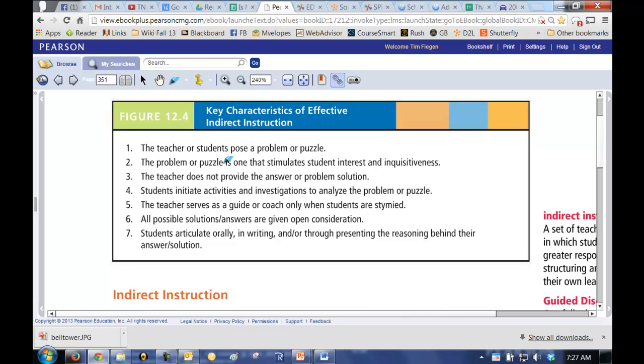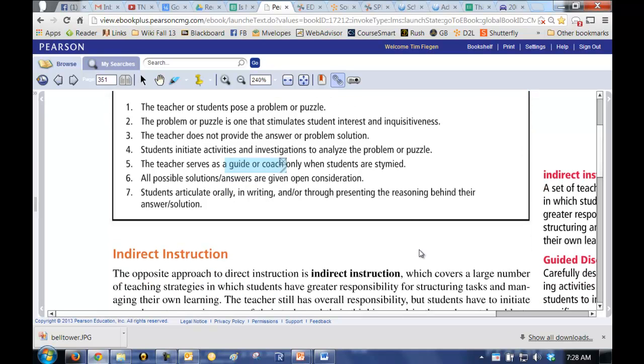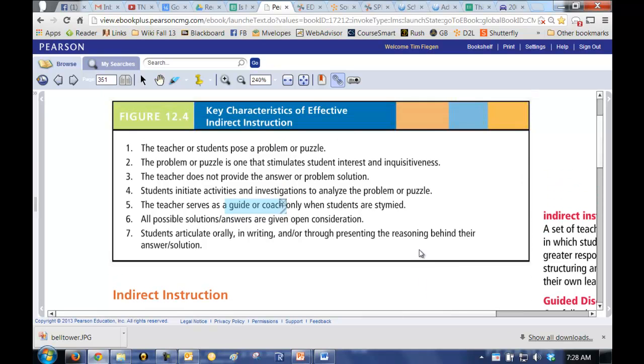And that's the change. The teacher no longer is delivering. They're the guide or coach of the information. You no longer are the transmitter of it. You're the guide or the coach. And students consider all possible solutions that are given open consideration, and students articulate orally, in writing, or through presenting the reasoning behind their answer or solution. So now with indirect instruction, we shift some of the burden of learning and teaching to the students.